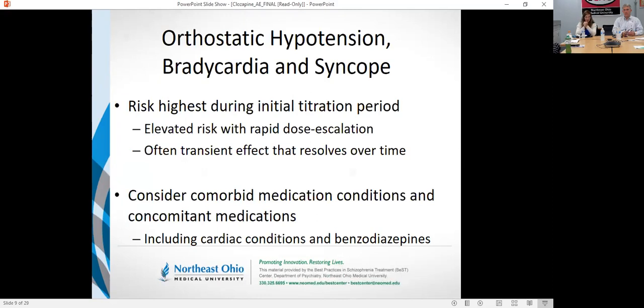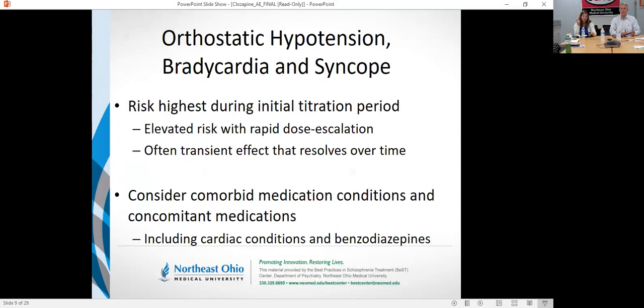But not all patients develop a tolerance to this. So there may be some patients that continue to be symptomatically orthostatic. So just something to keep in mind. For patients that have comorbid medical conditions and medications, we do want to be mindful of this. This may be a slower titration so that the patient's cardiac status, if they are compromised, would be able to accommodate for the hypotension or from some of the bradycardia.